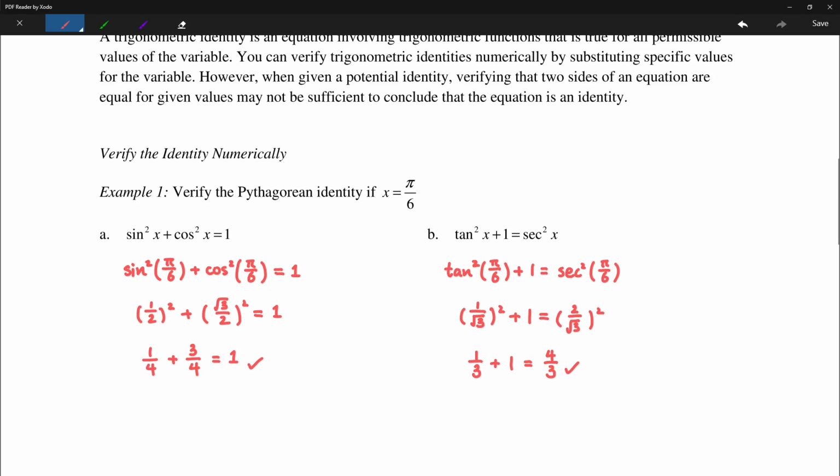Now for these two versions of the Pythagorean identity, because we derived them using the equation of a circle, we know that they work. So there's usually no need to verify them. These two examples are just to show how that question would be done if we are asked to verify potential identities.